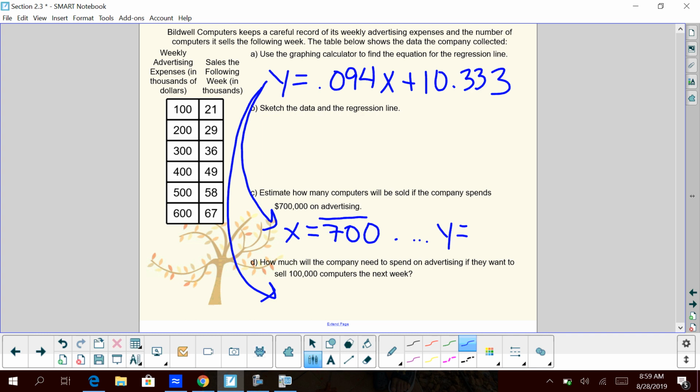D, how much would the company need to spend on advertising if they want to sell 100,000 computers next week? Computers was what variable? The y. So what would you plug in for y to answer that question? 100, and then again, you would solve for x, and then add 3 zeros to the end of it because it represents thousands. Last thing we're going to do in the calculator is get a picture of the data with the line of best fit.